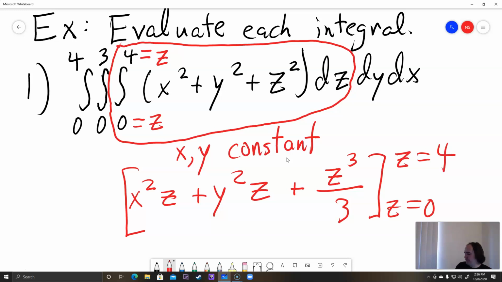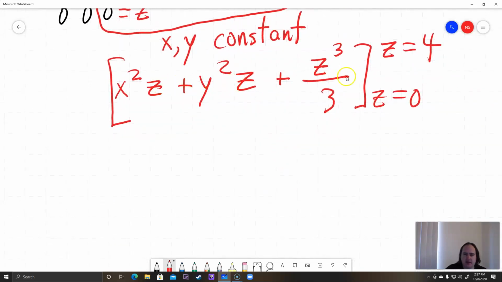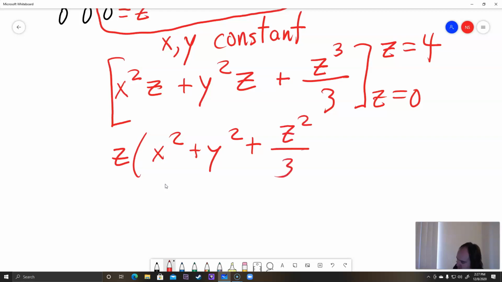Alright, and if you want to make your life a little bit easier, one thing you can do here is you can always factor out a z if you want to. Since there's a z in common for all three terms, we could factor out a z, or you can just leave it the way it's written. But I'm going to go ahead and factor out a z. So we have z times the quantity x squared plus y squared plus z squared over 3. And we want to evaluate this from 0 to 4.